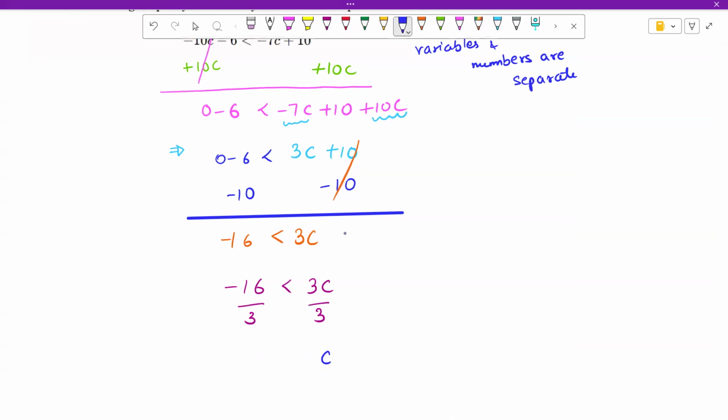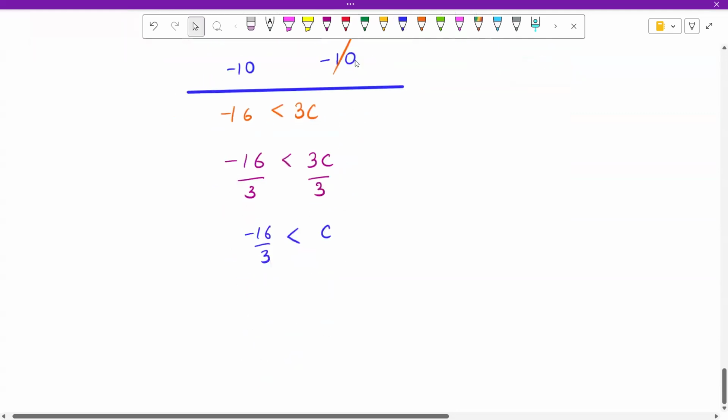It would be a decimal, so can I just keep it in a fraction? Yeah, we can keep it in a fraction. 5.33 is also fine, and we can keep it in a fraction also.